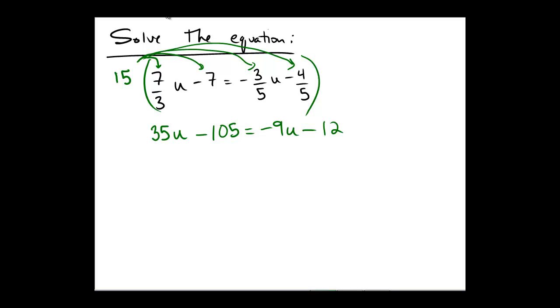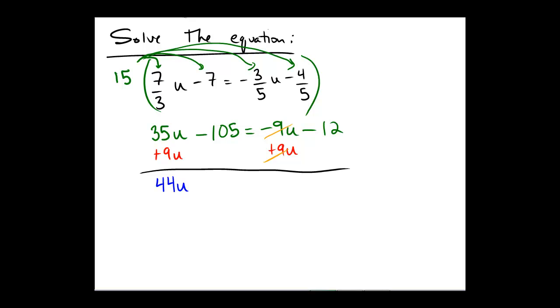Okay, now the next goal will be to isolate the variable by shifting variables to one side and numbers to the other. So, to that end, I'm going to add 9u to both sides of the equation, because doing so would move 35u plus 9u to be 44u, and it'll cancel the u that was on the right-hand side.